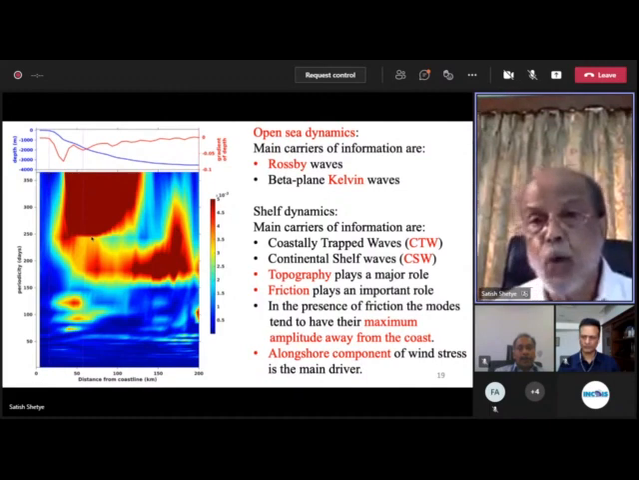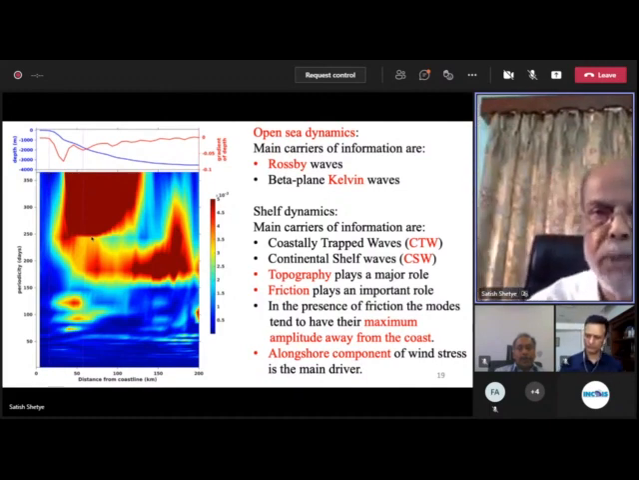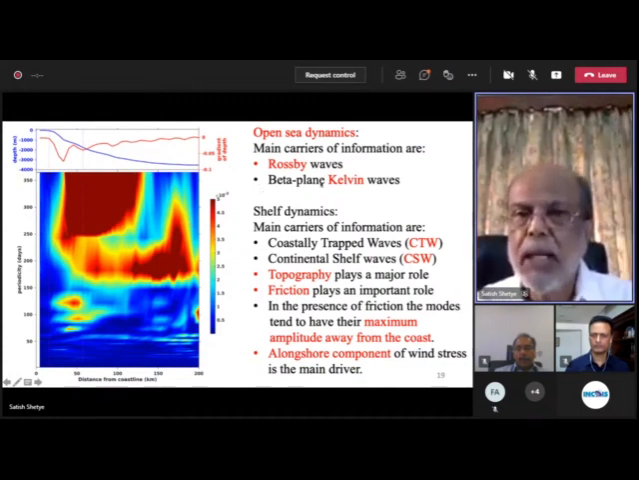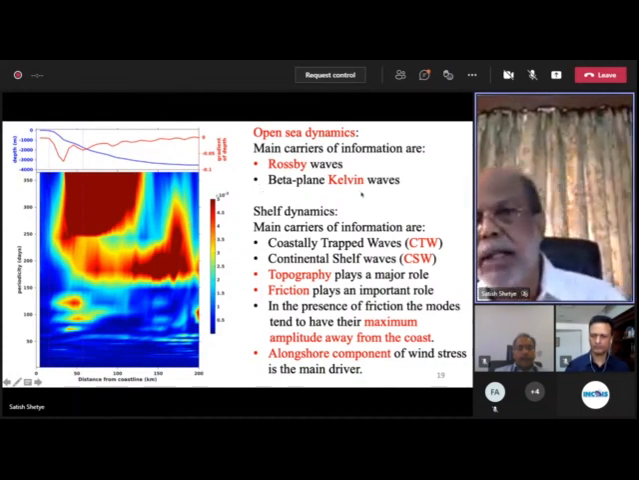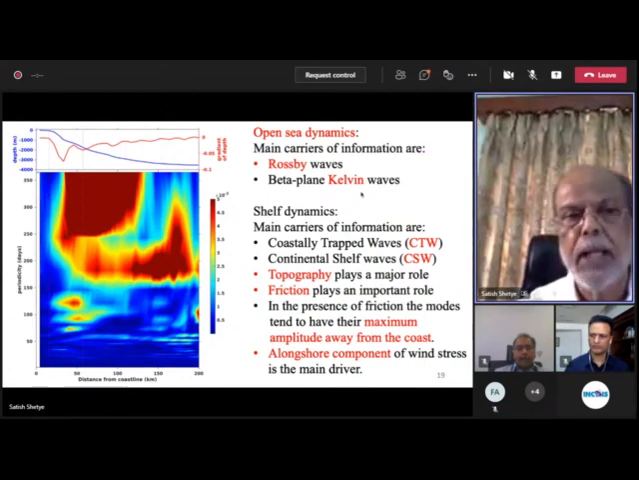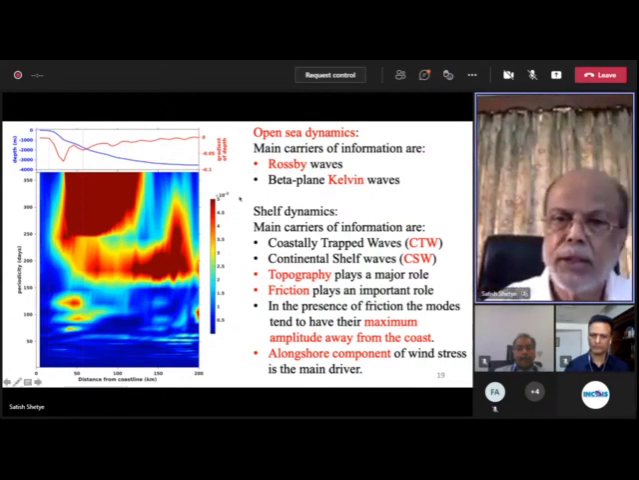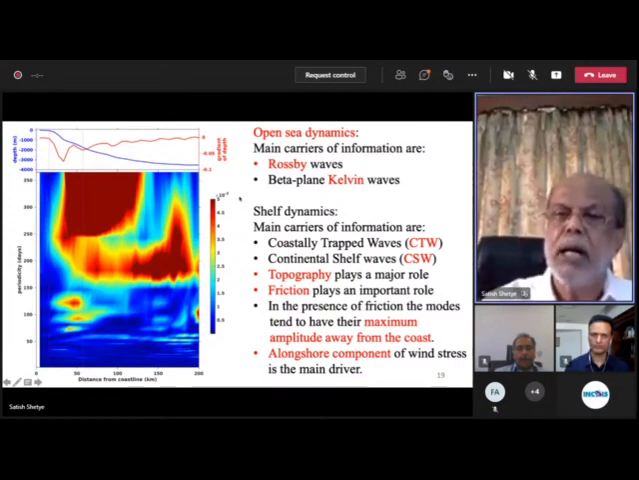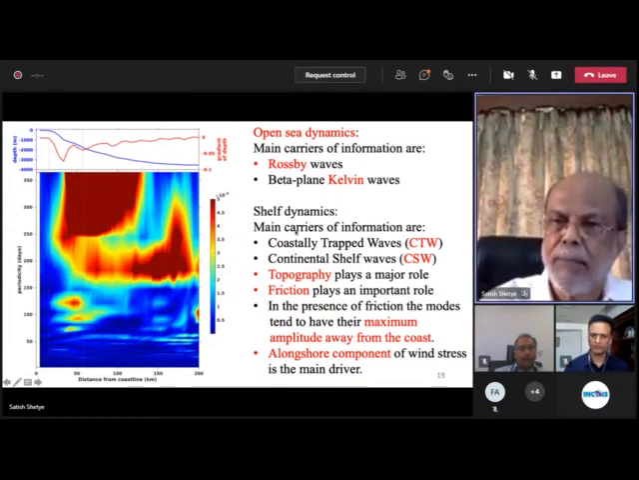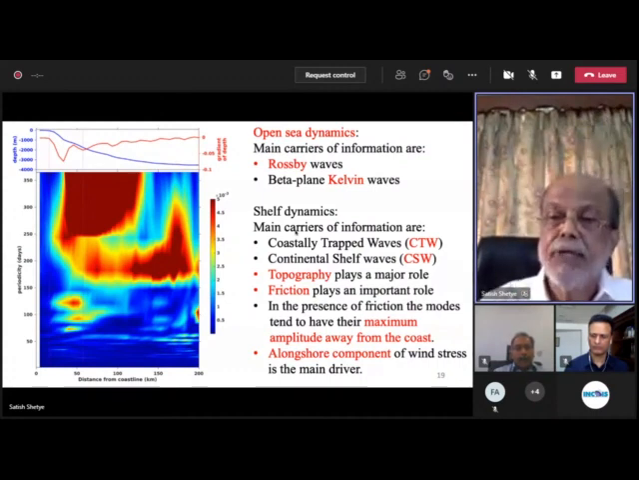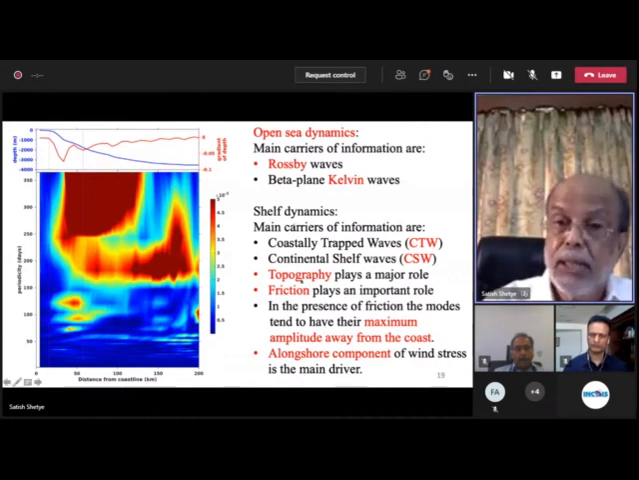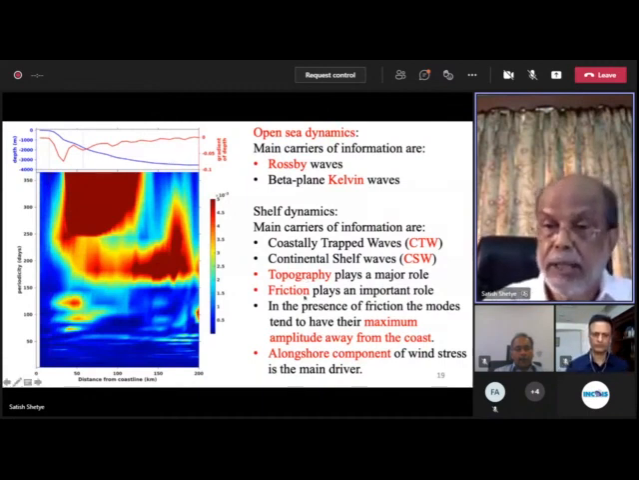Now, in the open sea dynamics, we have seen that on the slope and the deep sea, we have the Rossby and the beta plane Kelvin waves operating as the main carriers of information. It turns out that on the shelf, the main carriers of information are what are known as the coastally trapped waves, or their cousins, the barotropic version, continental shelf waves, which are very strongly attached and dependent on the topography of the region. It turns out they are also very strongly dependent on the nature of friction in the region.